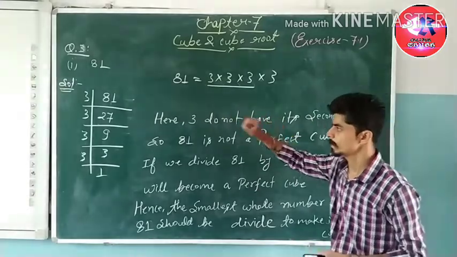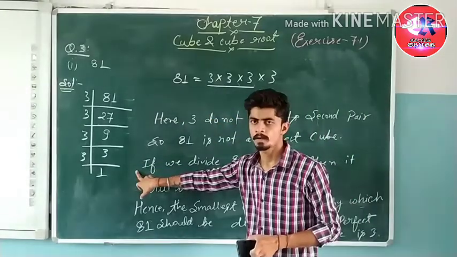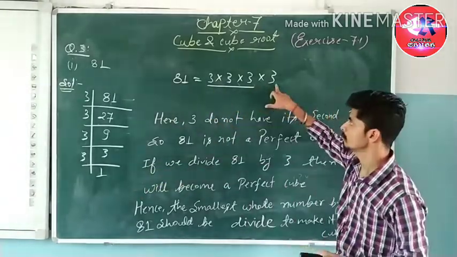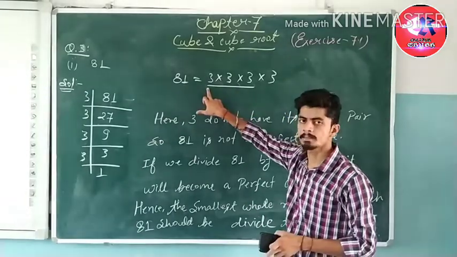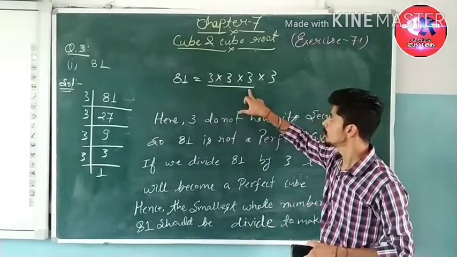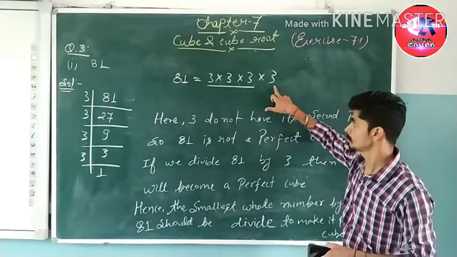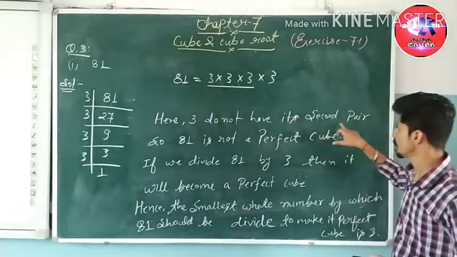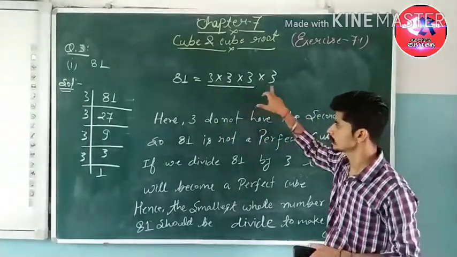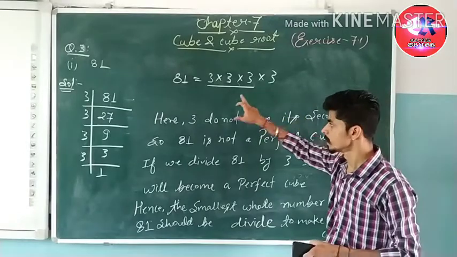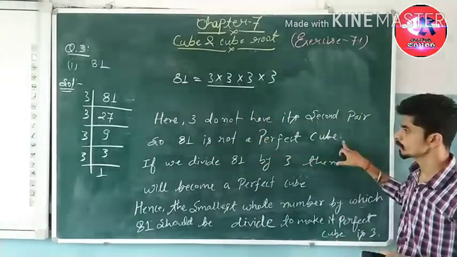The first number is 81. By prime factorization we find the factors. We get 3 four times. 3 times 3 times 3 will make a group, and here one 3 is remaining. Here this 3 does not have its second group. One group is there but the second is not completed. So 81 is not a perfect cube.